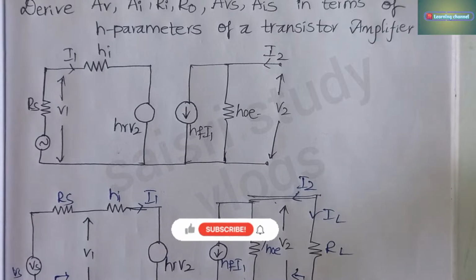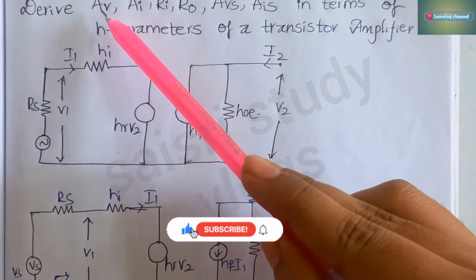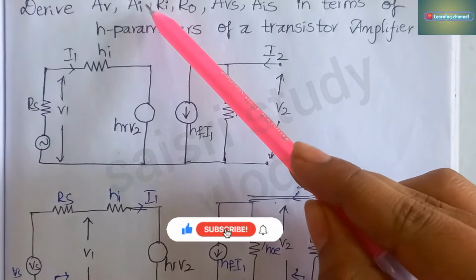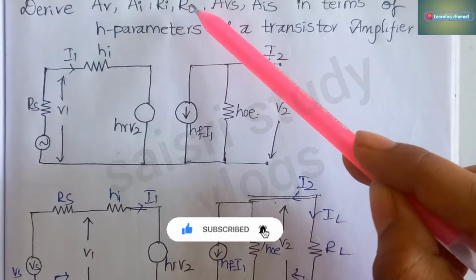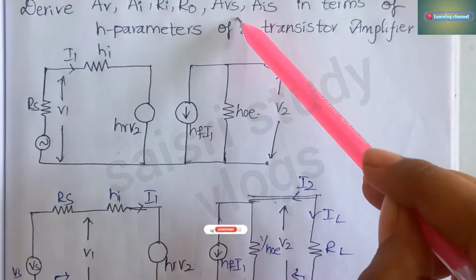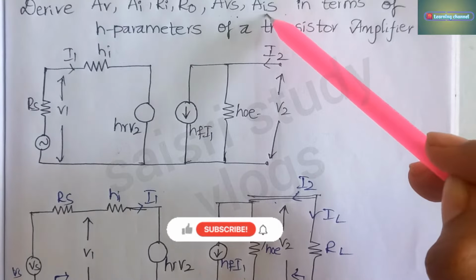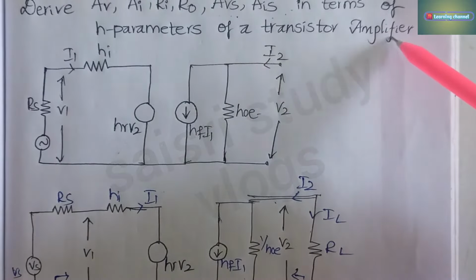So in this video, let us answer a question: derive AV, which is nothing but voltage gain, AI, current gain, RI, input impedance, and RO, output admittance, AVS, voltage gain with source, and AIS, current gain with source, in terms of H parameters of a transistor amplifier.